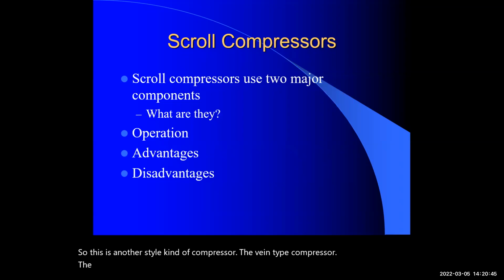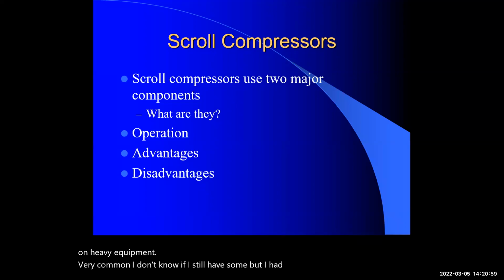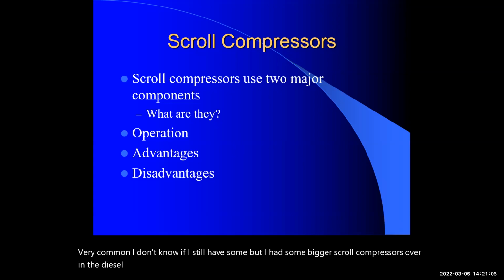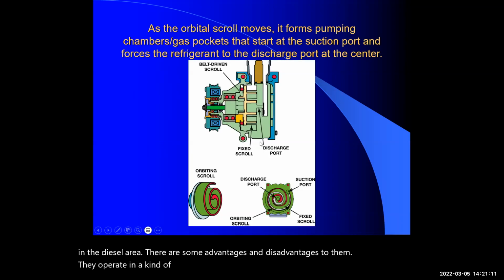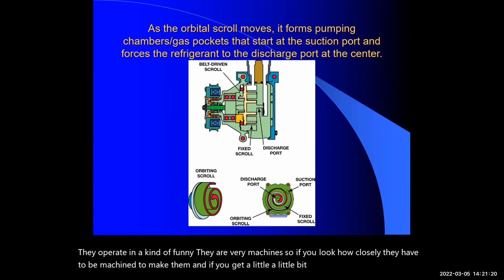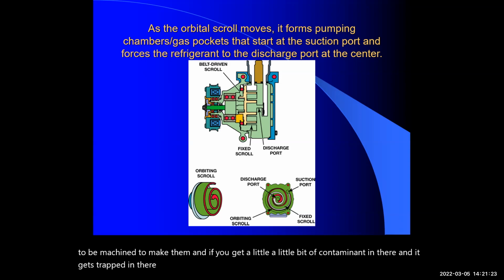The other types are what they call scroll type compressors. These I've seen quite a few on heavy equipment. It's very common. I don't know if I still have some, but I had some bigger scroll compressors over in the diesel area. There are some advantages and disadvantages to them. They operate kind of funny. They are very machined. So if you look how closely they have to be machined to make them, and if you get a little bit of contaminant in there, and it gets trapped in there, it can stick. Other things can happen too along the way.